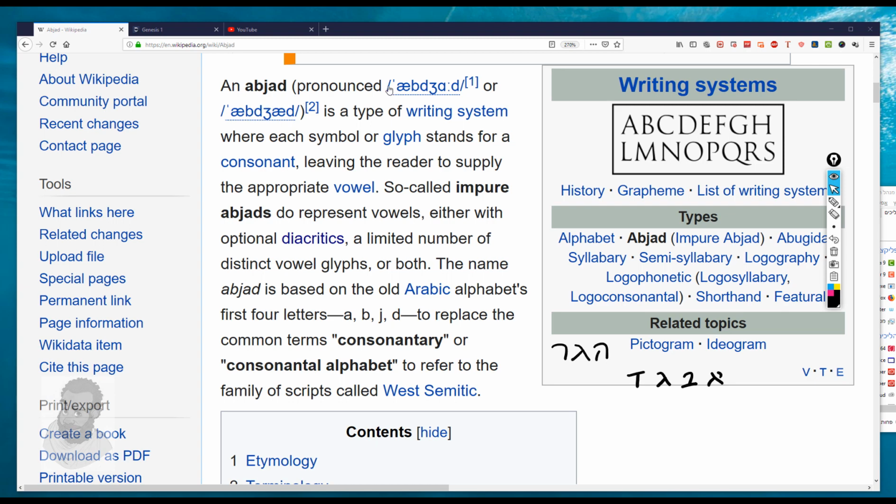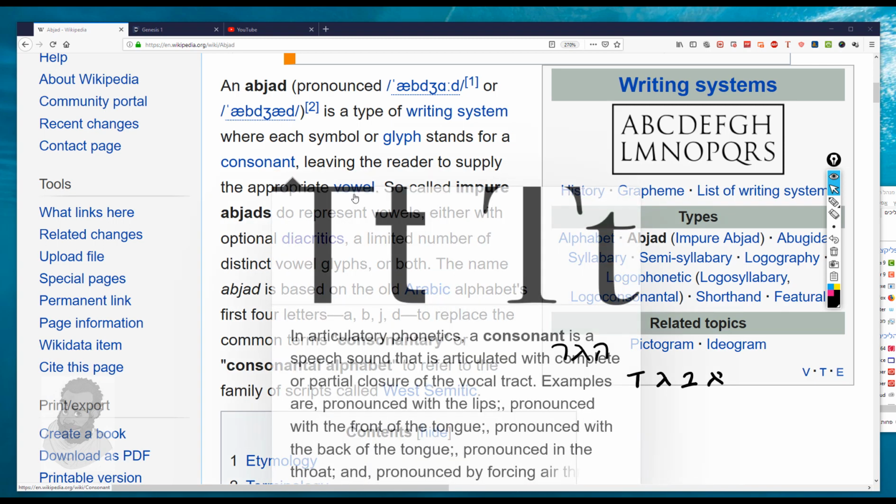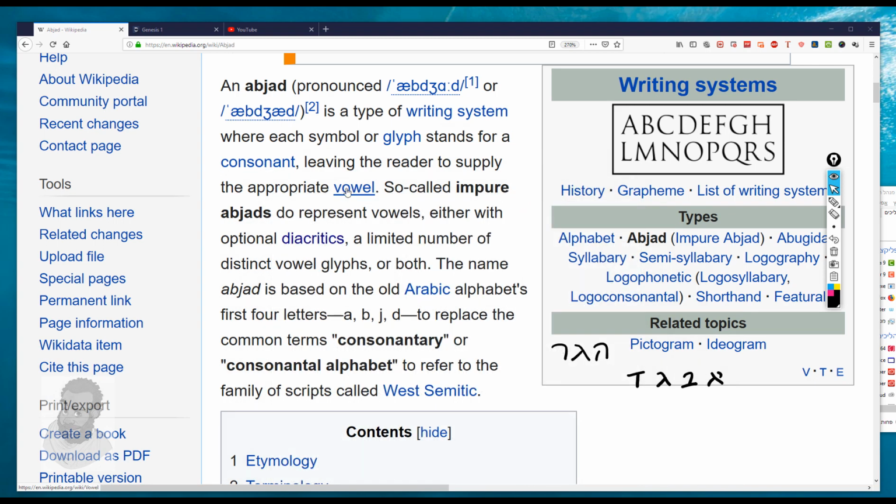And abjad, pronounced abjad or abjad, is a type of writing system where each symbol or glyph stands for a consonant. Consonant, remember we stated that consonant in Hebrew is isur, leaving the reader to supply the appropriate vowel. Vowel in Hebrew is tenua. Okay, isur, tenua. Isur, tenua. Now, issurim are here. Ele, these, issurim hem. Or ele hem issurim. These are consonants.